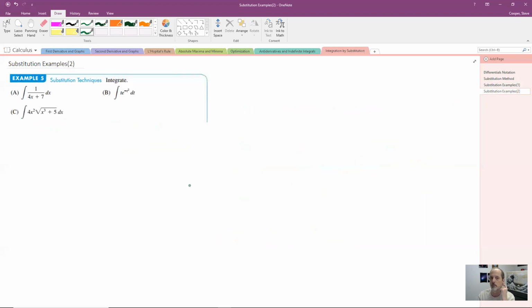Okay, so let's do some more that just increase the complexity a little bit. So for part A, we want the integral of 1 over 4x plus 7 dx. Your instincts might tell you to use, you don't have a lot of choices here. So we'll do 4x plus 7 for u. And let's get du real quick. du would be equal to 4 dx.